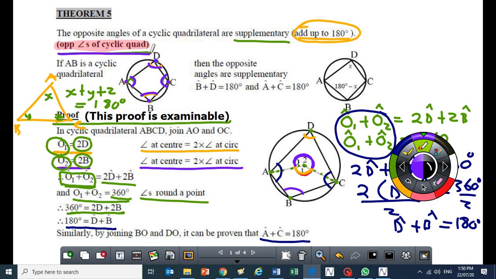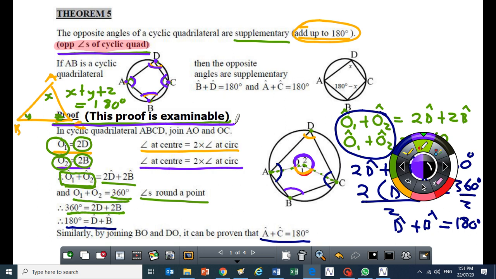Now, as I said, the cyclic quads are very, very important in this grade and the next year. They always bring a question on cyclic quads. And you have to know your 3 theorems of cyclic quads for you to be able to answer those questions. Then the proof now. The proof is examinable, which means it can come in an examination. They can give you a diagram and ask you to prove that angle B plus angle D are equal to 180 degrees. You should know where to start.